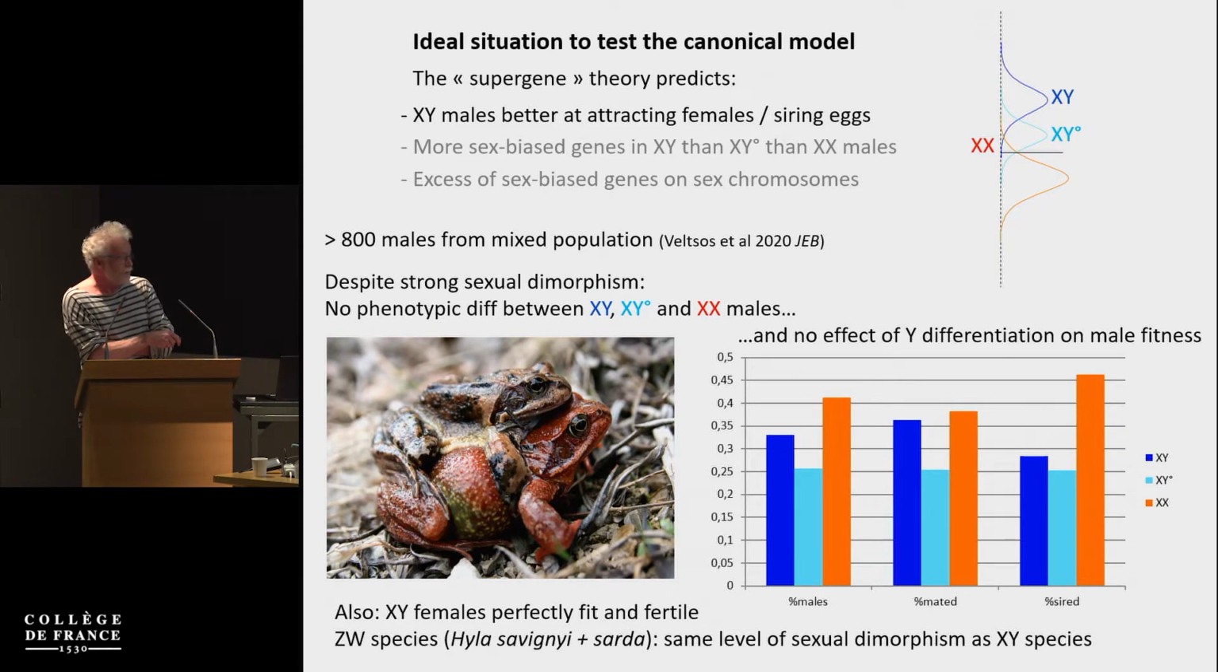And in the ZW species, we find exactly the same level of sexual dimorphism as in XY species. Just to remind you that in ZW species, the sex chromosome is recombining a lot in females, so there would not be any possibility to fix female beneficial male detrimental genes on the W.